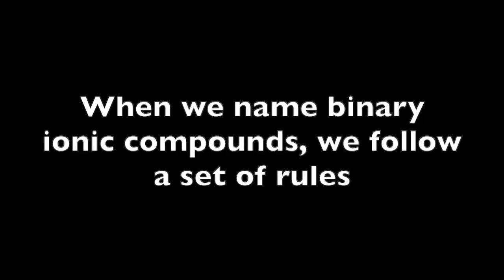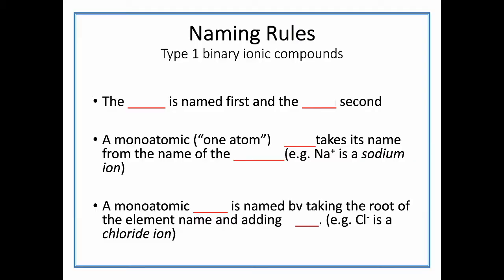When we name binary ionic compounds, we follow a set of rules. Rule number 1, the cation is named first and the anion second. Rule number 2, a monoatomic, which means one atom, cation takes its name from the name of the element. For example, Na+ is called a sodium ion. Rule number 3, a monoatomic anion is named by taking the root of the element name and adding "-ide" to it. For example, Cl- is called a chloride ion.